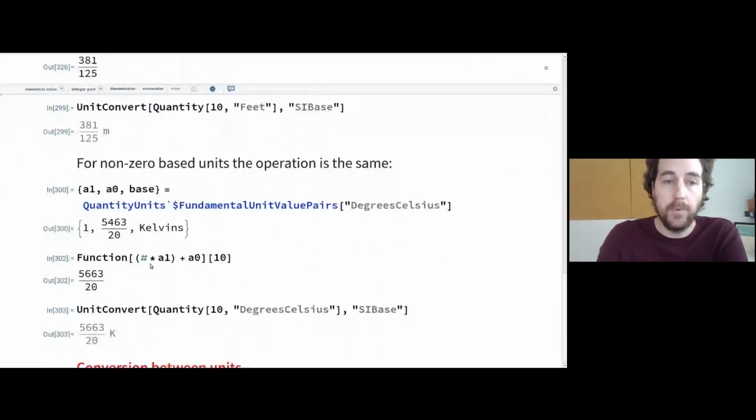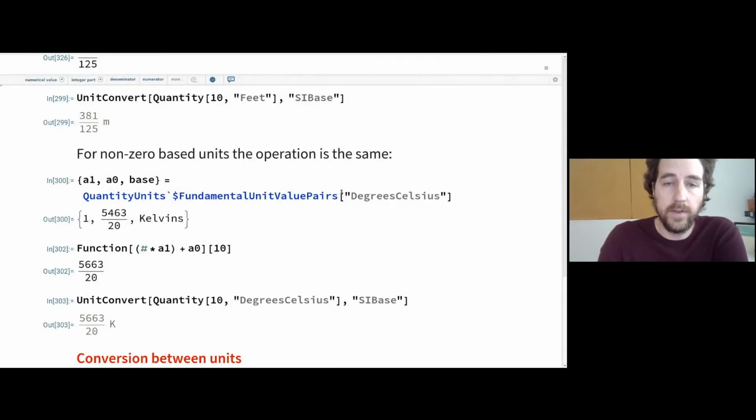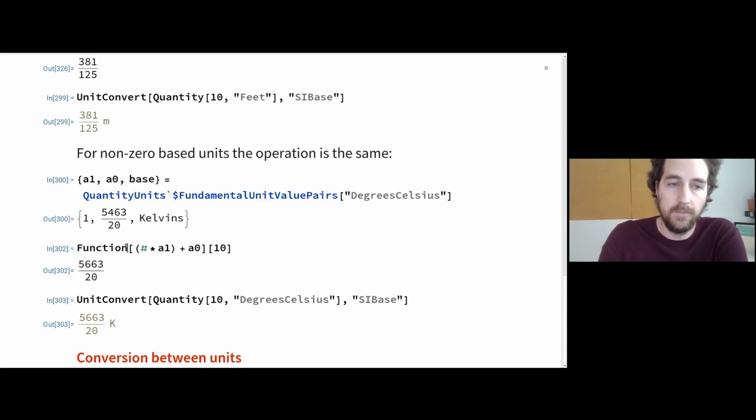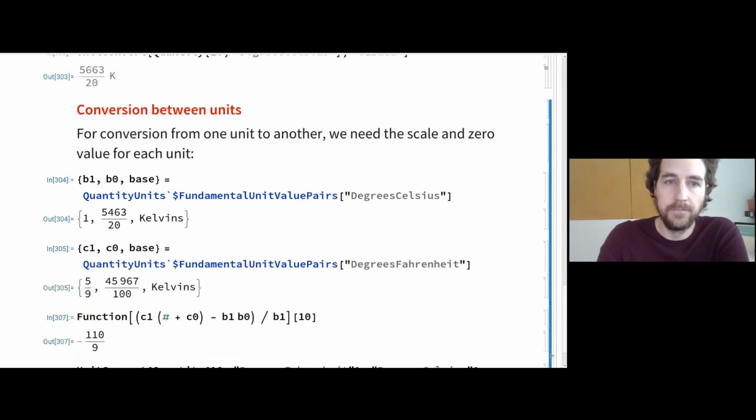The operation is the same for non-zero valued units. So degrees Celsius has the same scale as Kelvin in terms of a scaling factor, but has a different zero value. So we take the magnitude, multiply it by 1, and then add our offset from kelvins, and that's fundamentally the operation that unit convert is doing to convert to SI base for basically any unit. It needs to look up those 3 values, and then it needs to do some basic arithmetic.